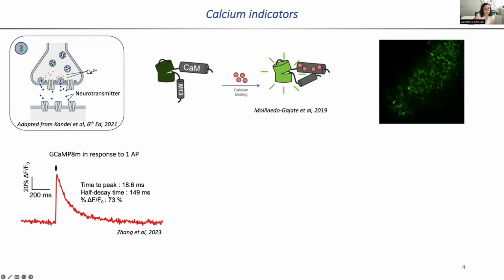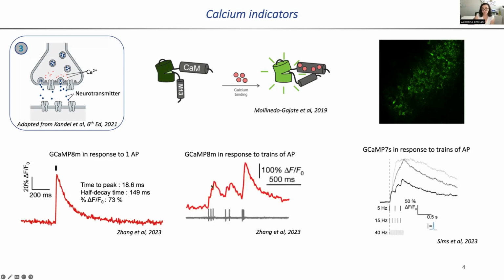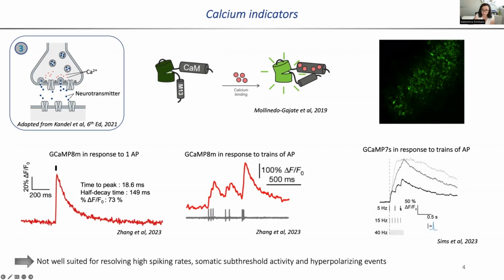But as you can see here, the kinetics of the calcium transients are much slower than the ones from the action potential. As a result, they're not really able to follow precisely trains of action potentials, and especially fast trains. And actually, when you have a look at the slowest variants, they're not even able to follow trains of action potentials faster than 5 Hertz.